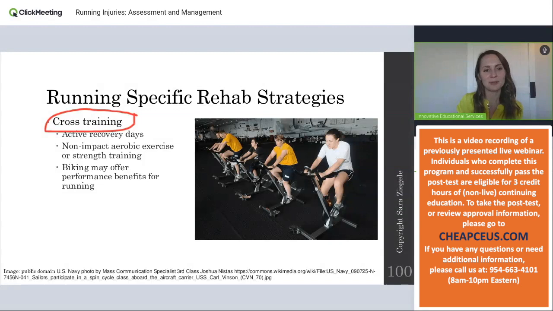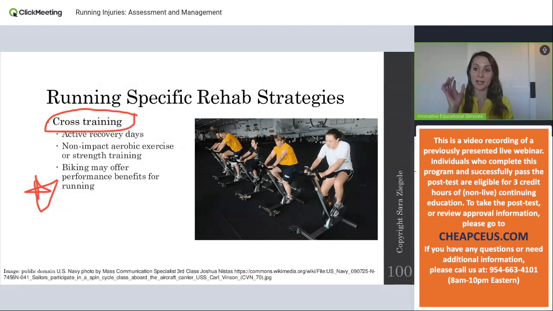One of the other benefits that we found is that biking has actually been shown in some of the studies, when they compare cross training with biking versus elliptical versus running, like a lighter running day, that those who biked actually had better running performance than those who used other types of cross training. So you can actually phrase it to your team as, you may be able to actually improve your running by substituting some of your running with biking.